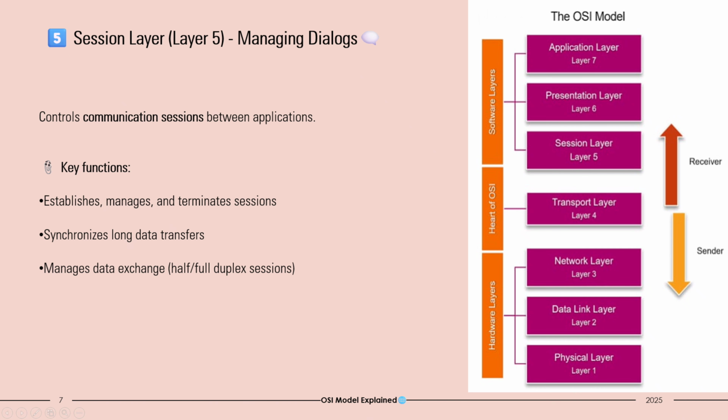5. Session layer, Layer 5. The session layer is responsible for establishing, managing, and terminating sessions between applications. It handles the dialogue between applications. Its functions include session establishment and termination, initiating and closing communication sessions between applications. Session management, controlling the flow of data during a session. Synchronization, adding checkpoints to long transmissions to allow for resumption in case of failure.